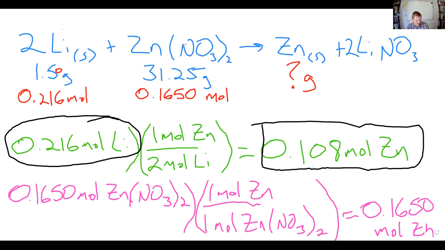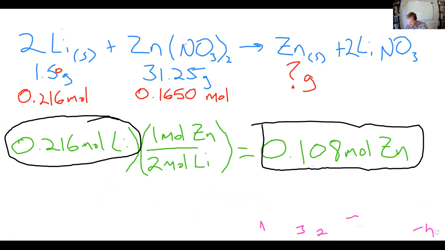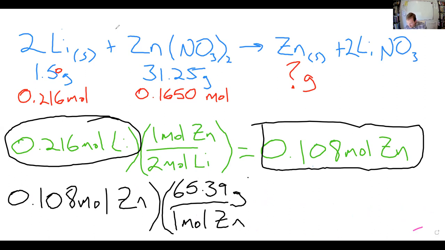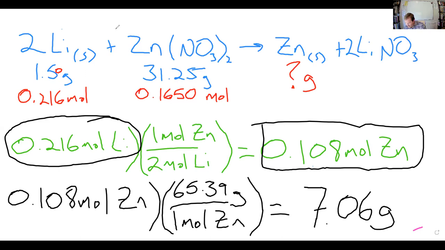So to get that in grams, for the sake of this problem, we take that 0.108 and multiply by the molecular weight of the zinc metal, because if we're going to be making 0.108 moles of zinc, we can use the molecular weight, which says that for every 1 mole of zinc there are 65.39 grams of zinc. 0.108 times 65.39 gives 7.06 grams of zinc.